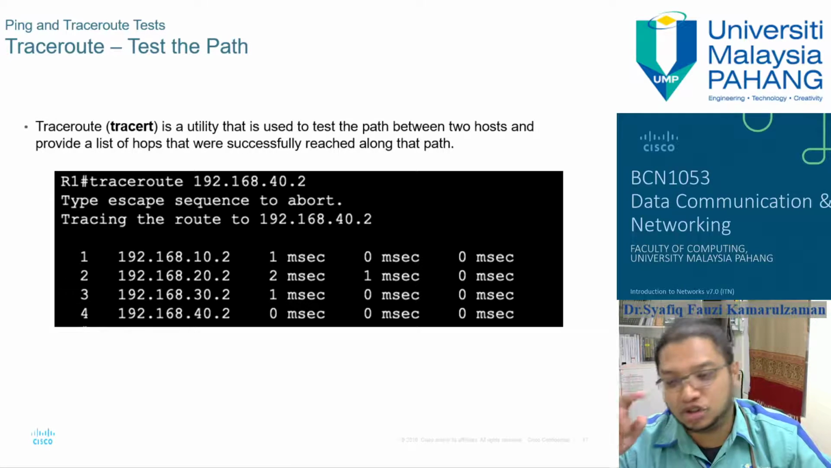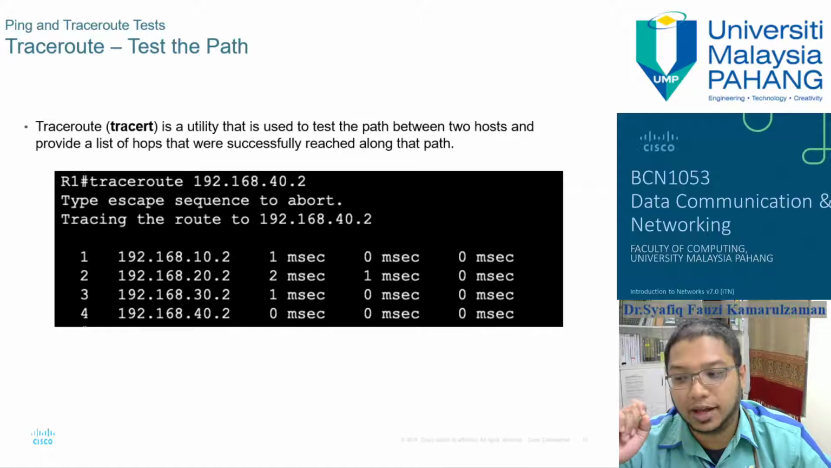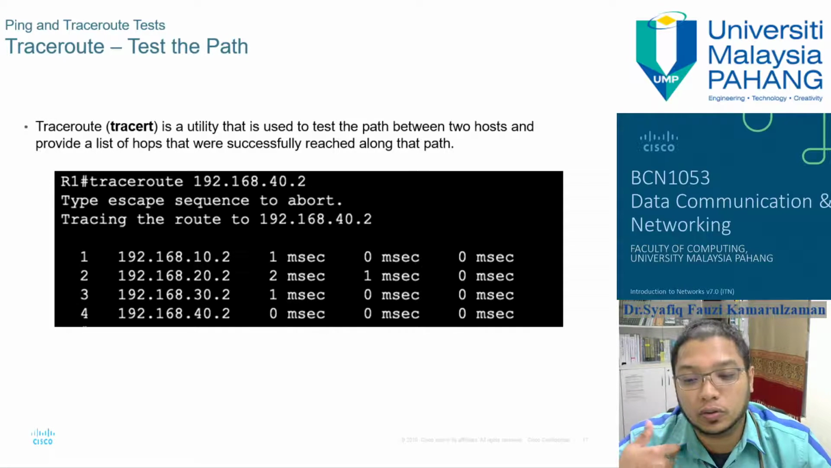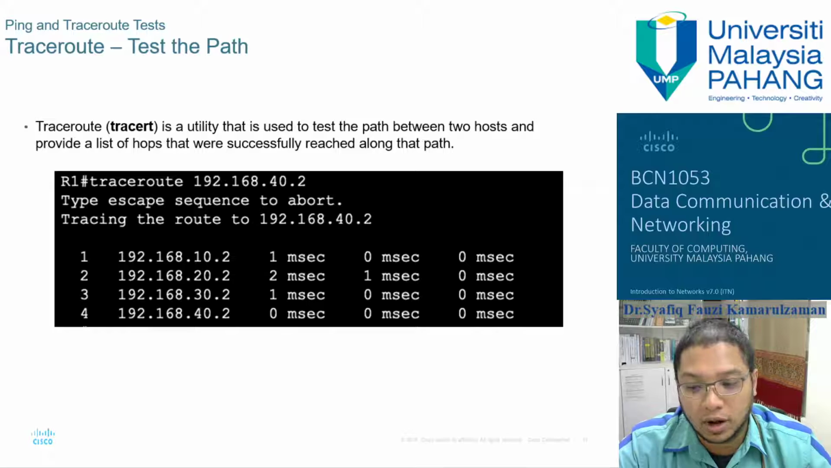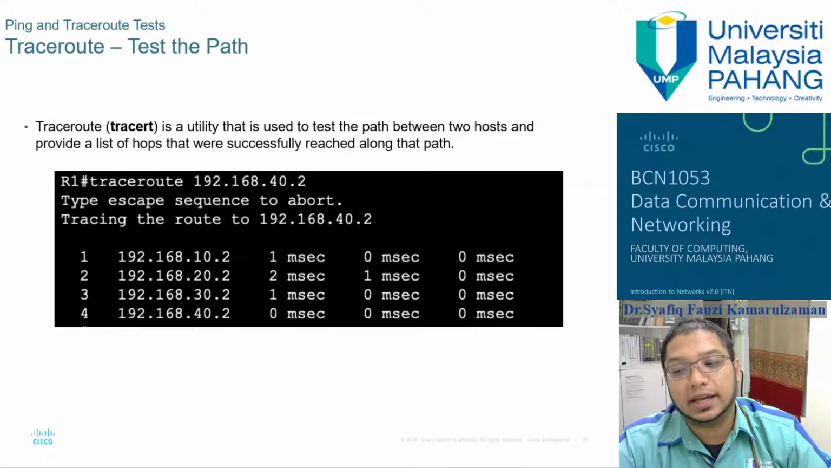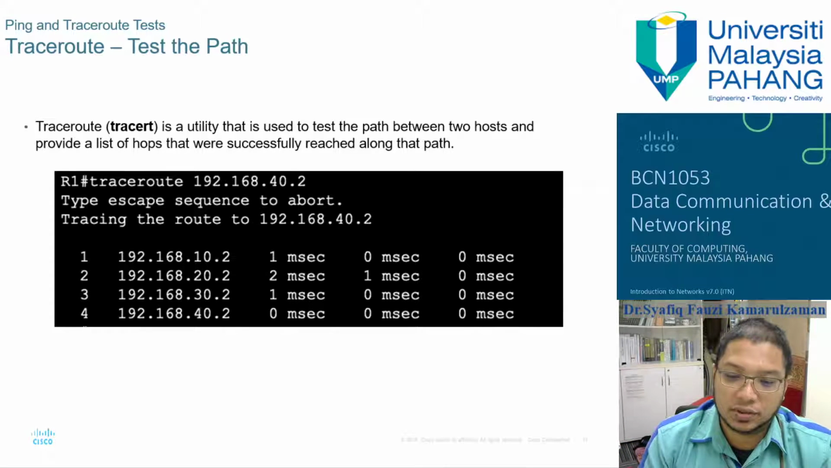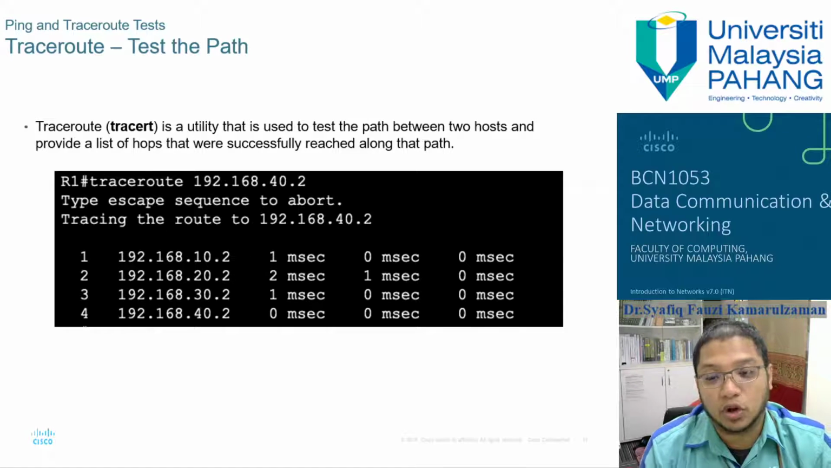Usually you have an asterisk, which is used to indicate a lost or unreplied packet. This information can be used to locate a problematic router in the path, or may indicate that the router is configured not to reply. So this is a way for us to check whether the route of your network is okay or not.